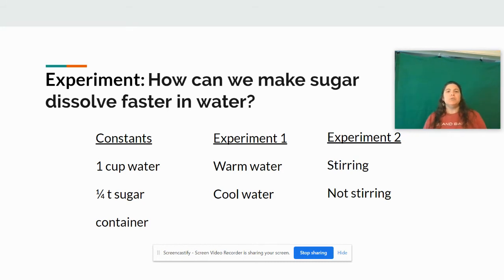So we're going to do a couple of experiments here. The first thing we're going to look at is how can we dissolve sugar in water and how can we make it go faster? So the constants that we've got, we're going to have 1 cup of water in the same container for each experiment, and we're going to use 1/4 of a teaspoon of sugar. For the first experiment, we're going to look at how does it change the rate if we use warm water versus cold water. And then we're also going to look at what happens if we stir or we don't stir.